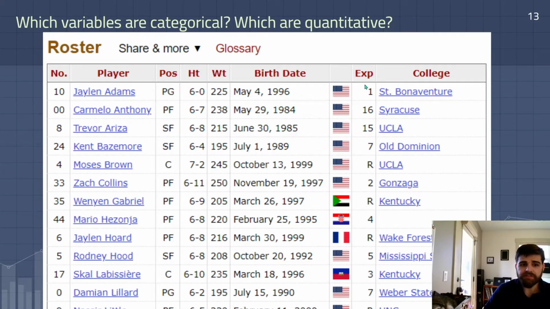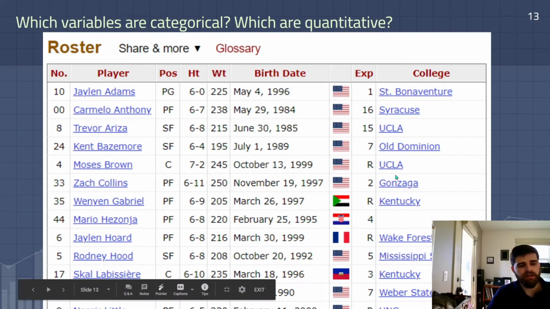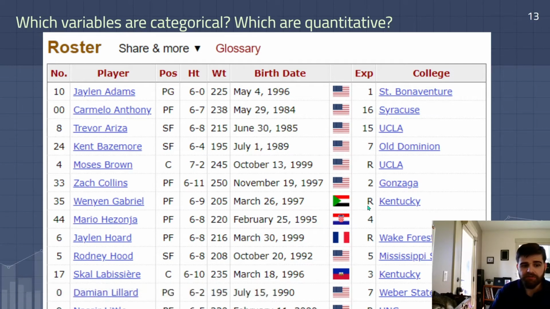Years of experience, that's what that 16 means. He's played 16 years in the NBA. That's quantitative, right? We could say, what's the average number of years? You'll see some R's in here. It's basically a 0, means they're a rookie. Cool, college would be categorical. Birth date's a little weird. This would probably be categorical, although we could easily transform this into age, which would be then a quantitative variable.